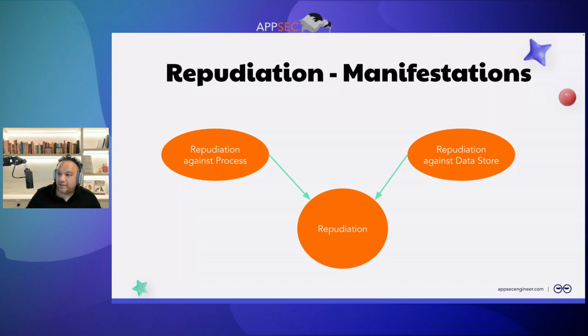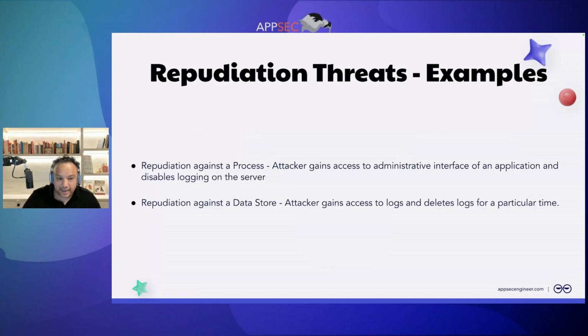And that is basically a process, right? I am repudiating against a process. Or I can repudiate against a data store. So let's say I have access to a log server and I'm able to delete all the logs for a particular period of time. Then I have repudiated against that particular data store. So that is a repudiation-related attack.